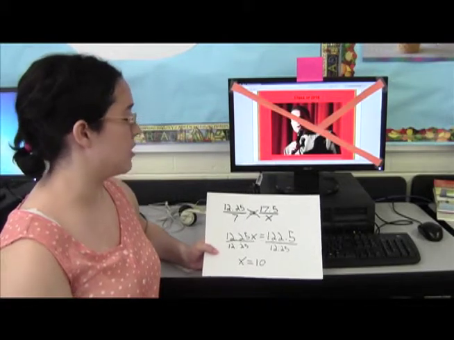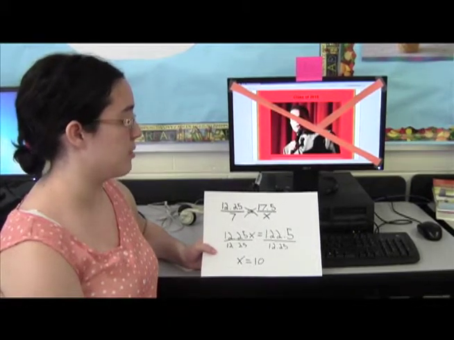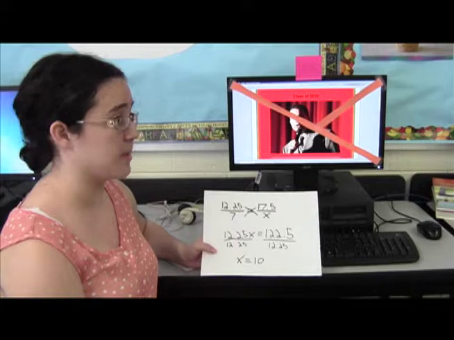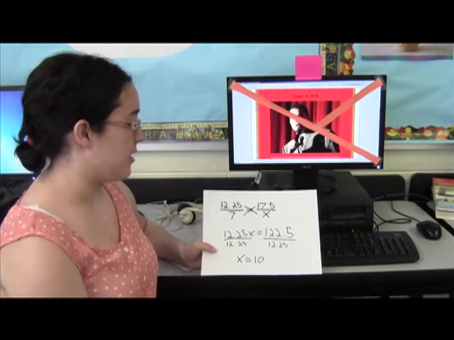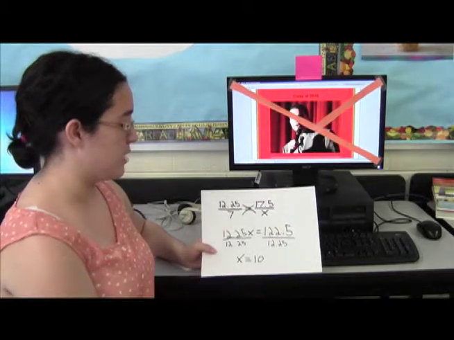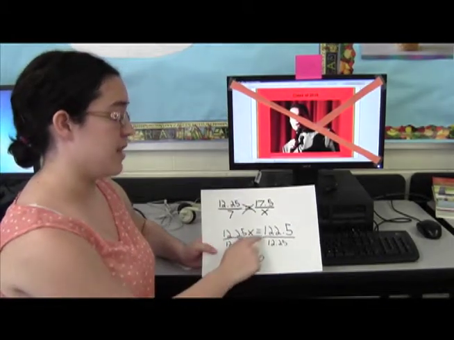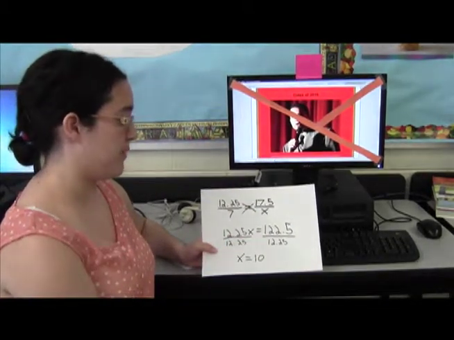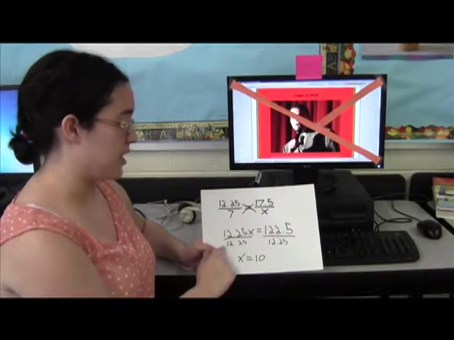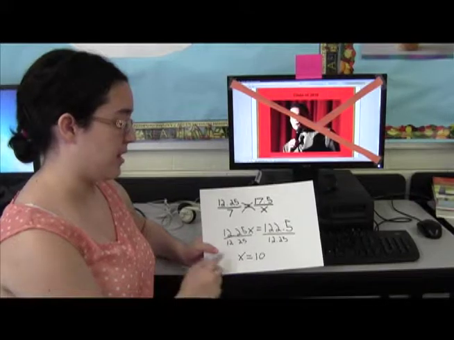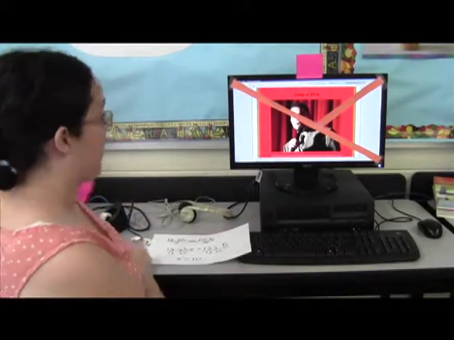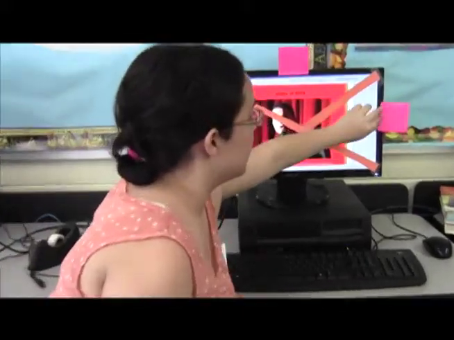Setting up the proportion, 12.25 over 7 equals 17.5 over x, x being the missing side. Then you will cross multiply these two and these two to get 12.25x equals 122.5. After that, you will divide each side by 12.25. The answer after that is x. And that is the answer for the missing side.